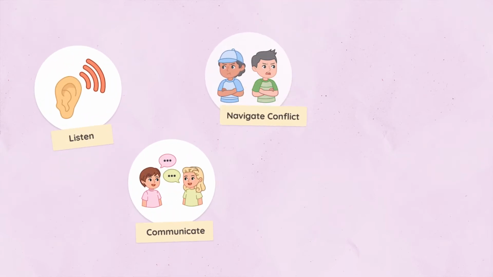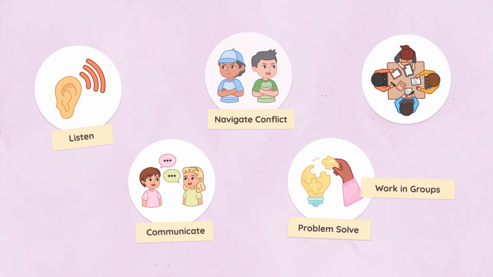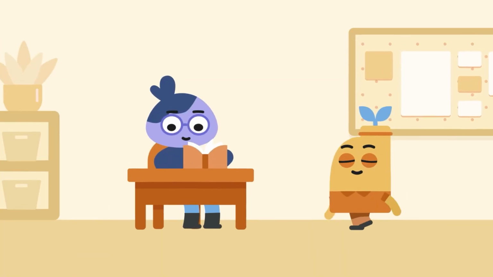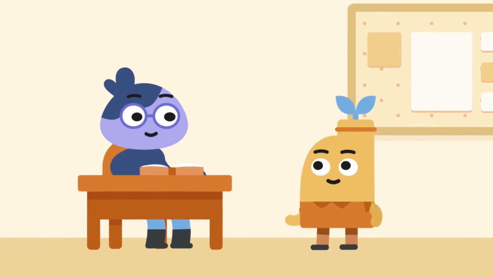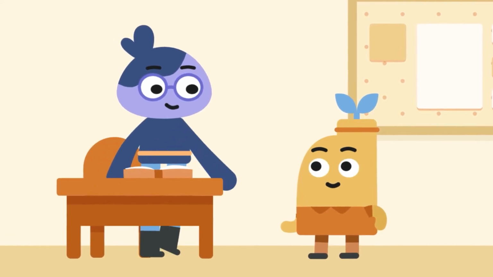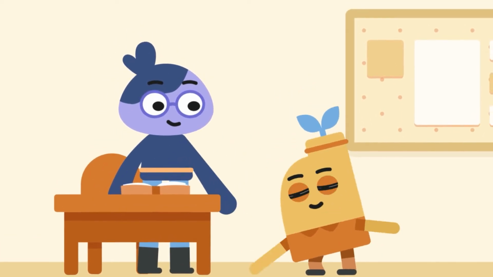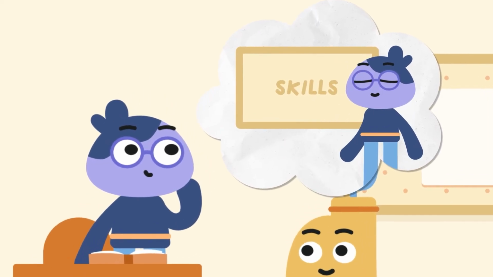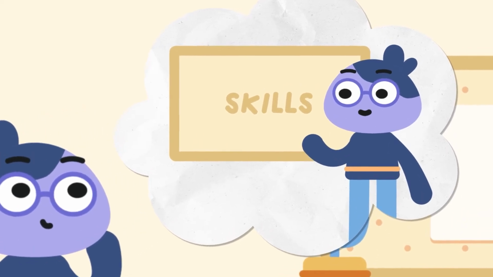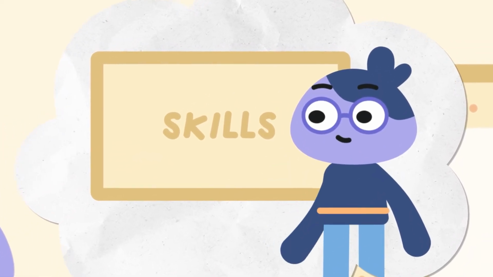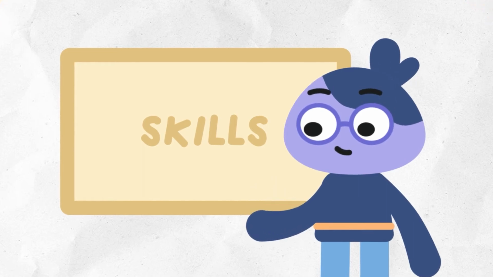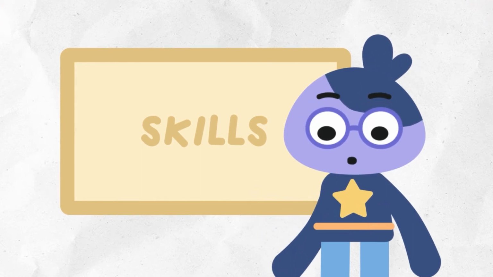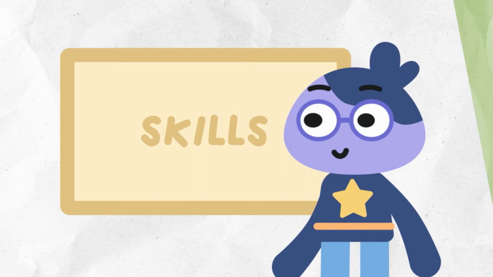This includes equipping students with the skills to effectively listen and communicate, navigate conflict, problem solve, and work in groups. As educators, we want our students to experience academic success, but we also want them to experience social success. Students who possess strong relationship skills are better prepared to be leaders, have successful careers, and achieve happiness through positive relationships with others. So equipping our students with the skills needed to cultivate relationships is kind of a big deal.